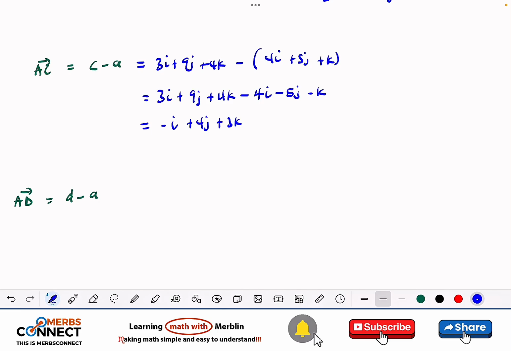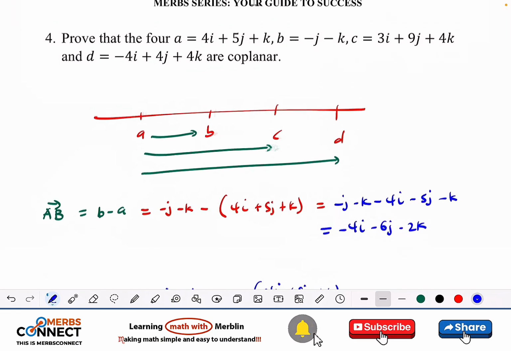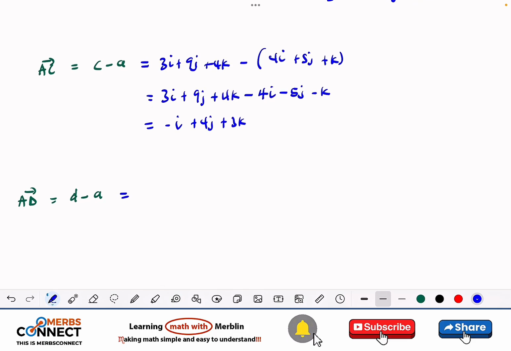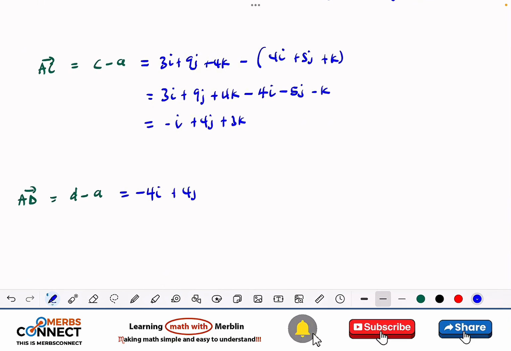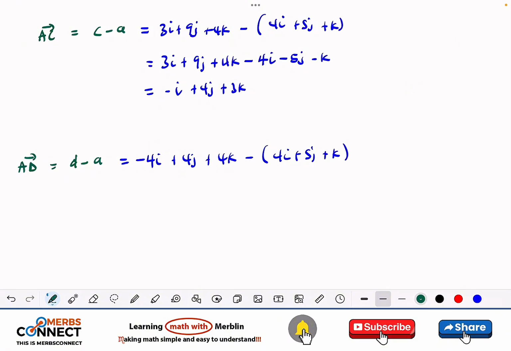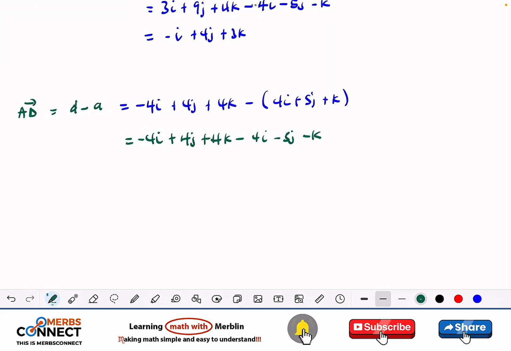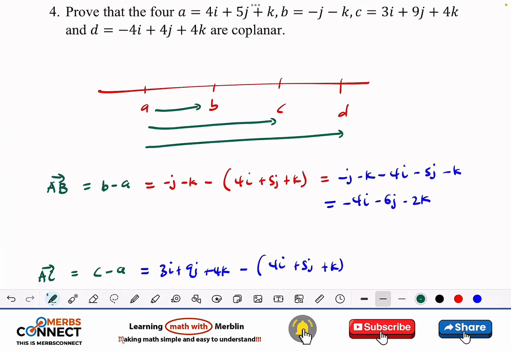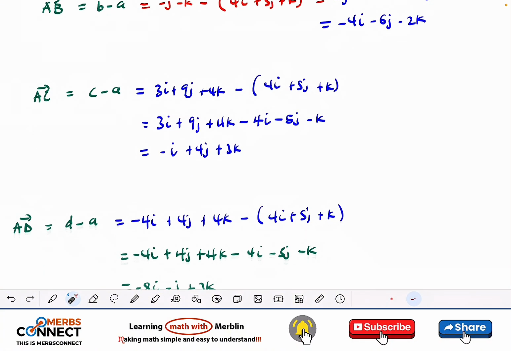Another one that we need to do is we have D is minus 4i plus 4j plus 4k minus A is 4i plus 5j plus k. Simplify that, minus 4i plus 4j plus 4k minus 4i minus 5j minus k. This is going to give us minus 8i minus j plus 3k. So we have all of them. Now we form AB, AC, and then AD.